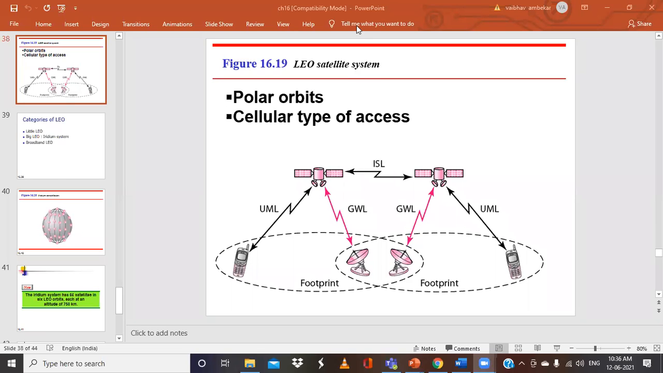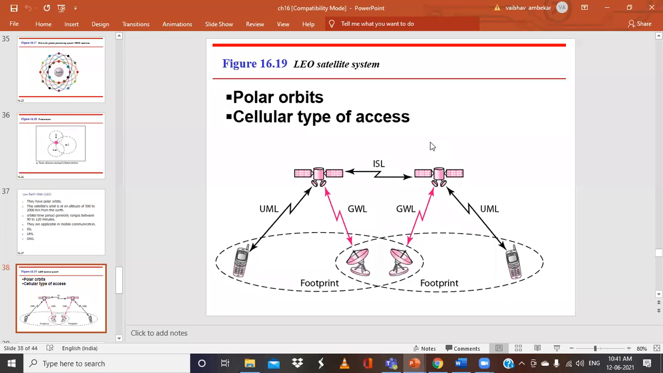So that means here two satellites can also communicate by using this. That communication we call the inter-satellite link, ISL. So using that they can communicate. And here we have UML, that is from the satellite to a mobile station. We can call it the user mobile link. By using this user mobile link, a user can communicate with the satellite. For example, when you're searching for any information from the internet, you can get these links.